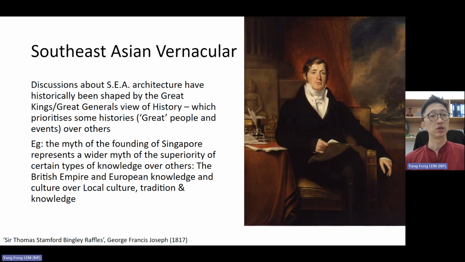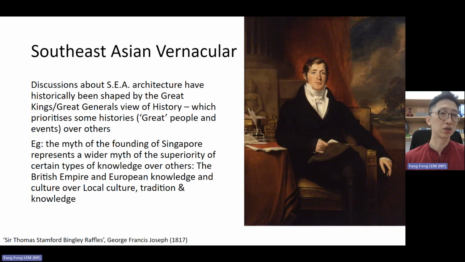For example, there's the myth of the founding of Singapore. The myth of the founding of Singapore represents a wider myth of the superiority of certain types of knowledge over others: the British Empire and European knowledge and culture over the local culture, tradition, and knowledge.